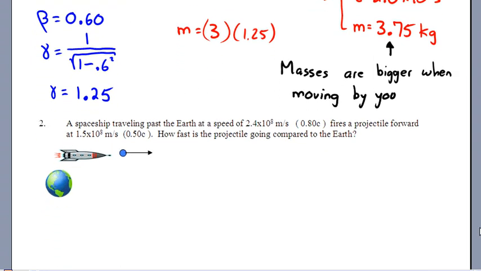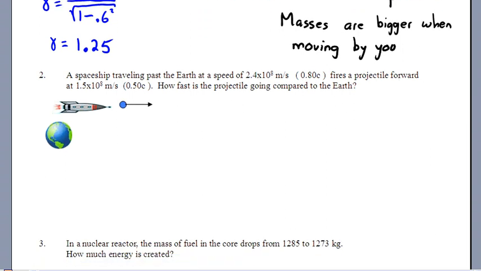Okay, next question. Got one of these addition of velocity deals where there's this spaceship. It's going past the Earth at 2.4 times 10 to the 8 meters per second, or what other people might call 0.8 c, and it's going to fire a projectile forwards really fast at half the speed of light, 1.5 times 10 to the 8. Now we're going to try to figure out what the addition of those two velocities would be. And you can do this 2 different ways.